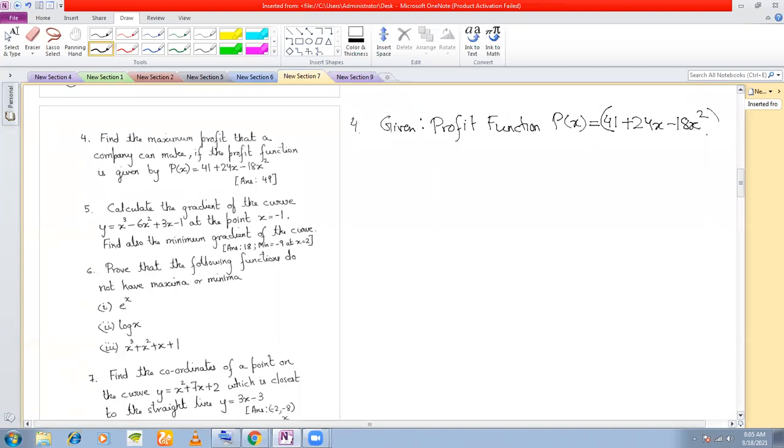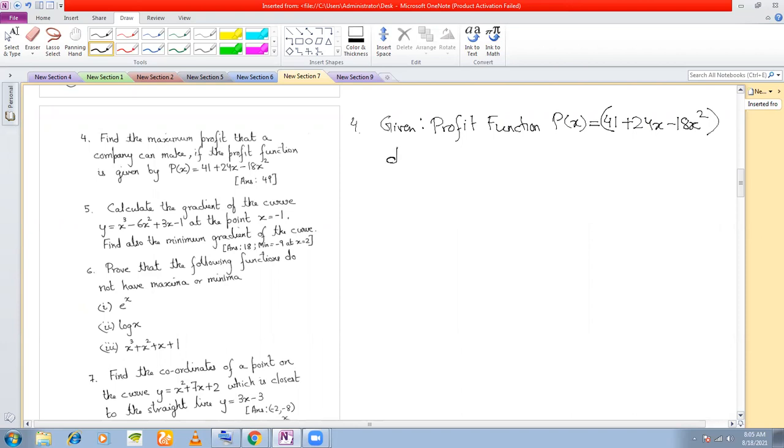Now x is, in this case, what? If the profit function is 41 + 24x - 18x squared, the x is normally in economics considered to be the number of units produced, or also called the output. Here they have not mentioned anything. They have only given it in terms of x, so it's okay. But normally x is considered as the output or number of units produced. Now you need to find the maximum profit. That means you need to find maximum P(x).